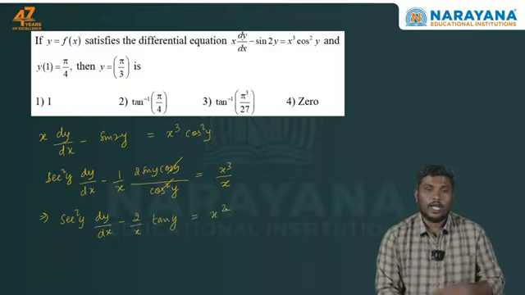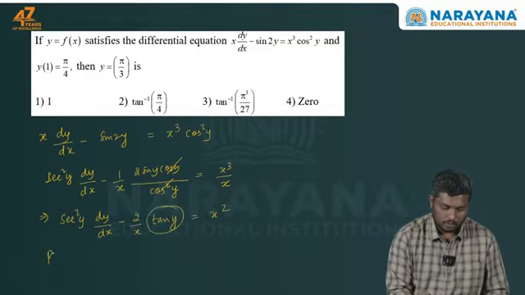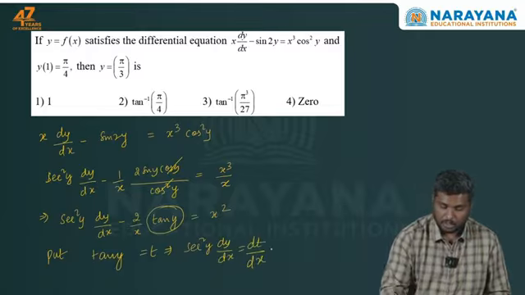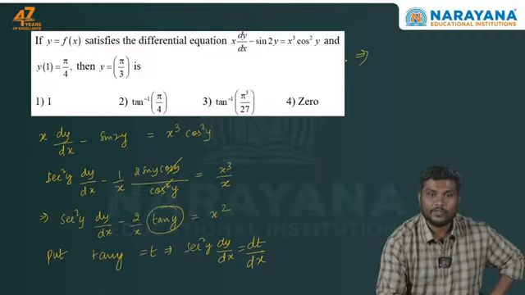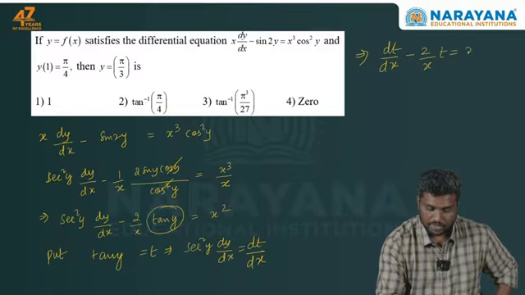Okay, so guys, I have to make a minor substitution, which is tan y is equal to t. So put tan y is equal to t, and then secant square y dy by dx will be equal to dt by dx. Now this becomes a linear differential equation in t. So dt by dx minus 2 by x into t is equal to x square.